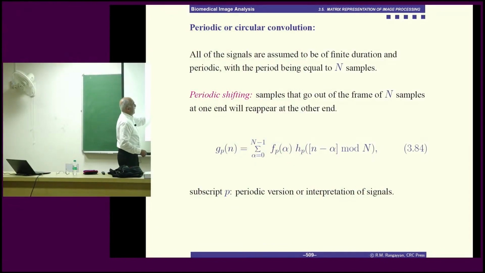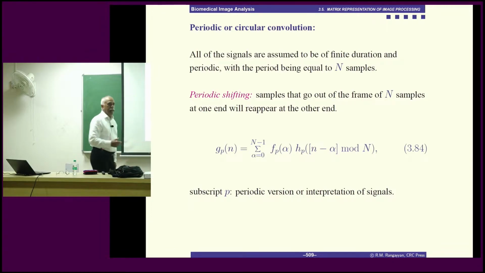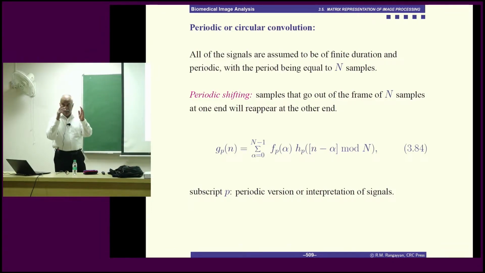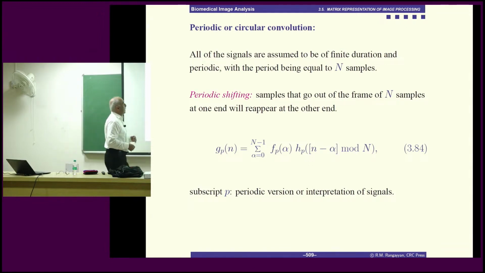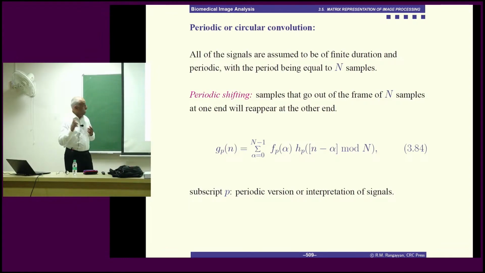So G_P, and P is periodic, equals the sum of F_P alpha, H_P, (n minus alpha) mod n. So that index has to be periodic, only between 0 and n minus 1. So the shift is given there, and alpha going 0 to n minus 1 over one period.